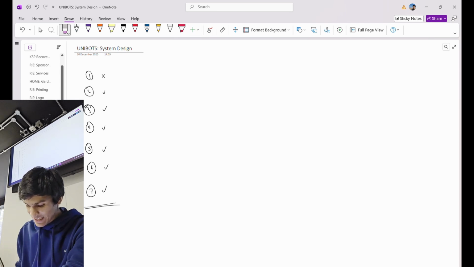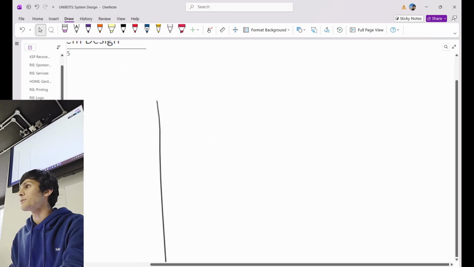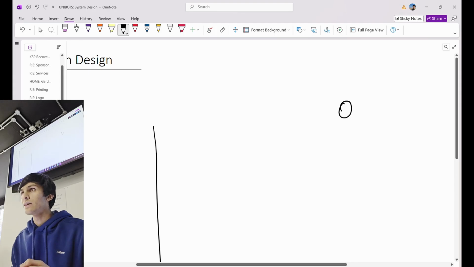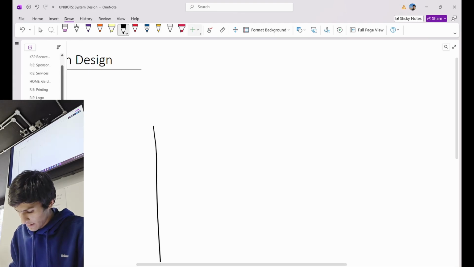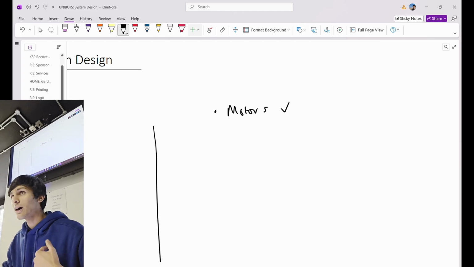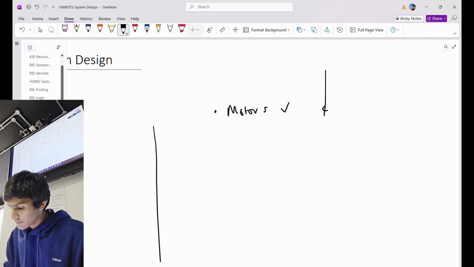Okay. So, system design. You're going to need to build a bot that picks up balls fundamentally. So you're going to be able to pick them and you're going to be able to move to them. So you're going to need motors. That's definite. You're going to need at least 4, in my opinion. If you want to do 2, go for it. But I think 4 is the standard for most bots. You can go for more as well.